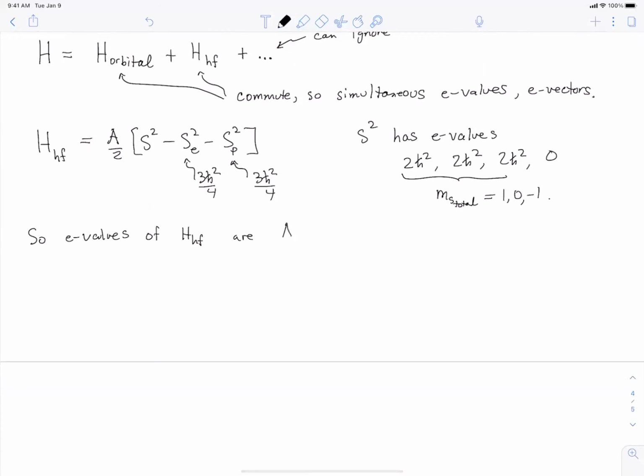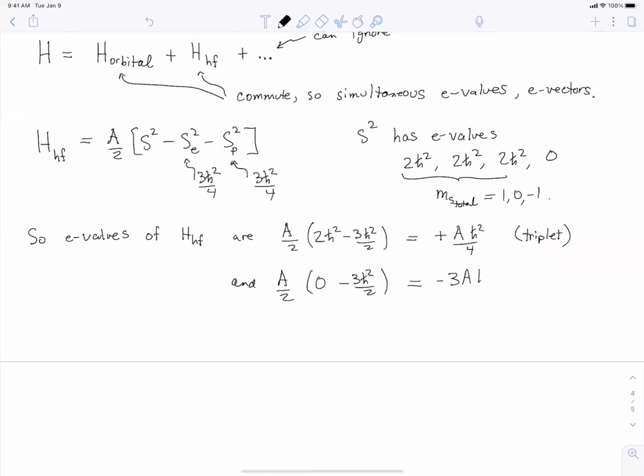One of them is the constant over 2 times 2ħ² minus 3ħ²/2, which is positive A ħ²/4. And those are the eigenvalues for the triplet states, the spin 1 states. And the other one is A over 2, and now I plug in 0. Okay, and those therefore come out to be negative 3Aħ²/4, and that's for the singlet states.